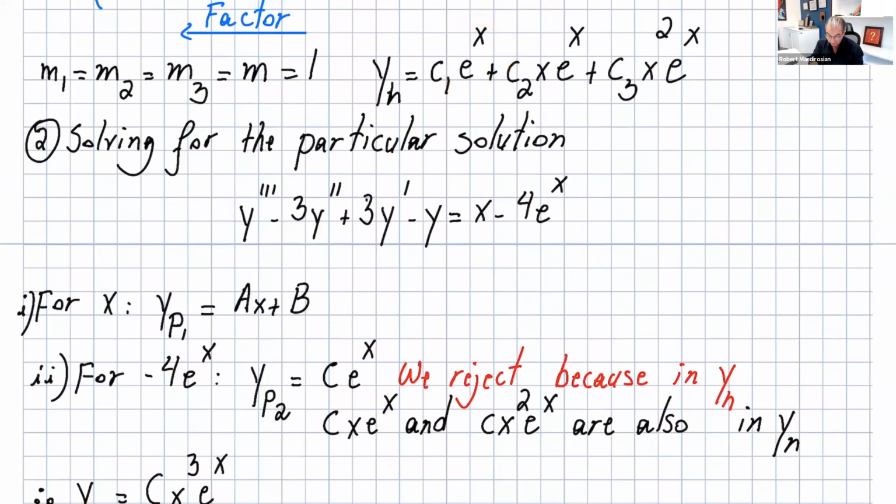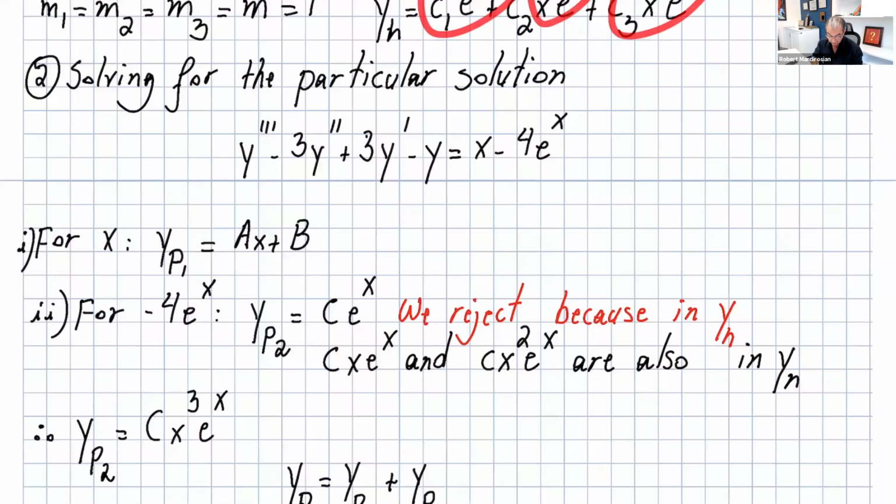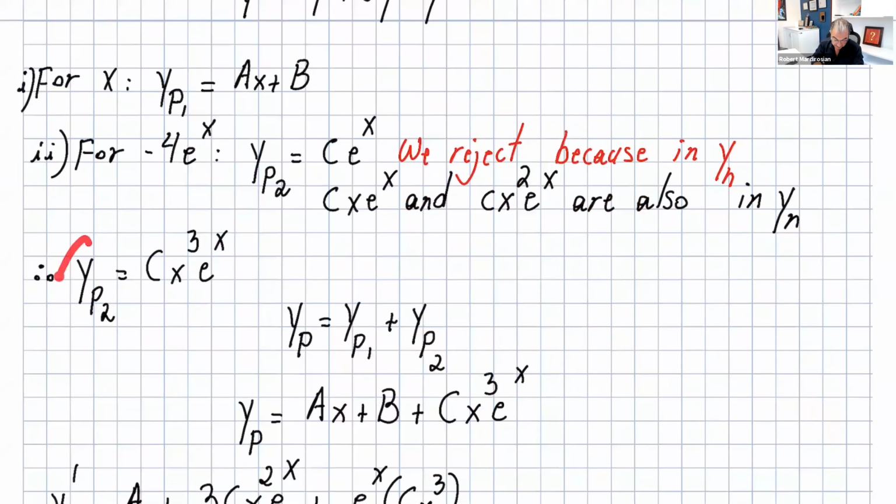If you go to x e to the x, still it's rejected, and if you go to c x squared e to the x, it is also rejected, because these are all in the homogeneous solution, so you cannot take those. Therefore, the second particular solution, we have to write that as c x cubed e to the x.